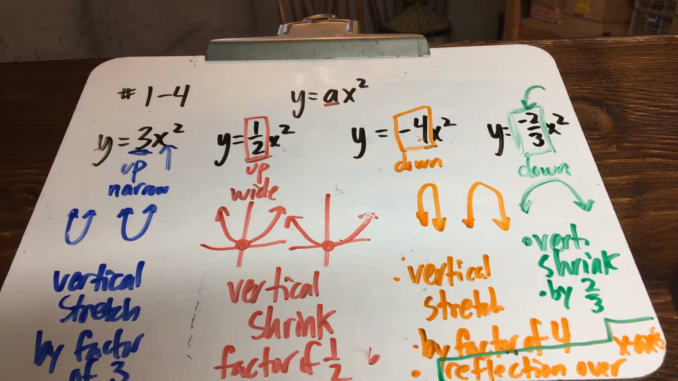Number 5 is kind of easy. It just gives you an example, and you have to say what the axis of symmetry is. You have to say what the vertex is. You have to say the domain and range. It's not too bad.